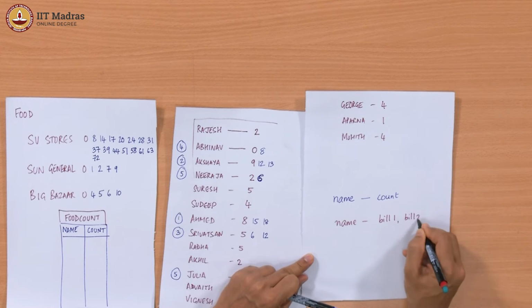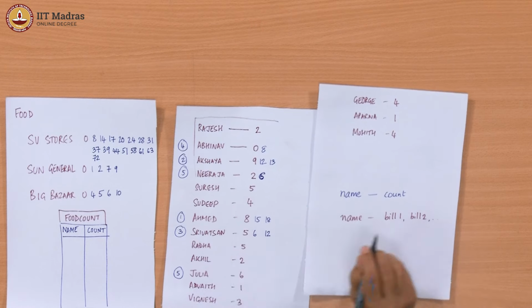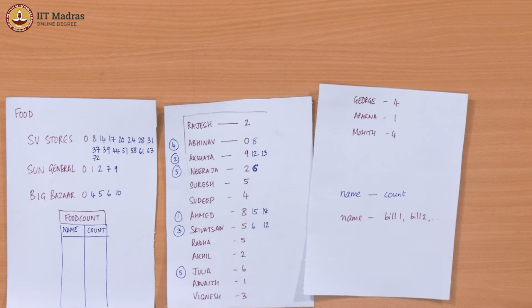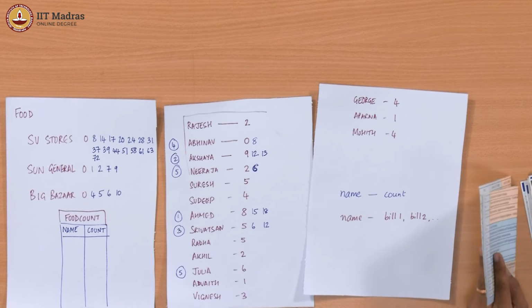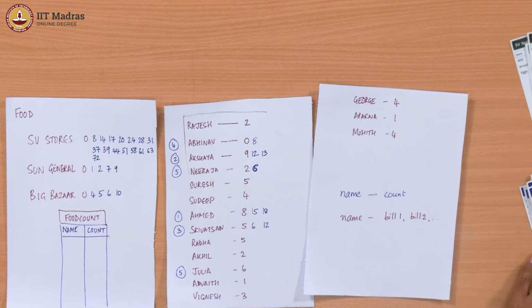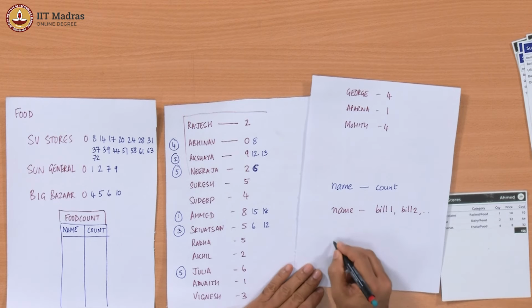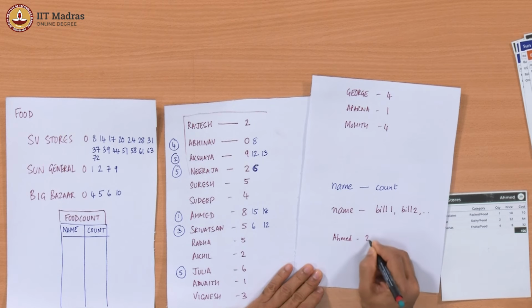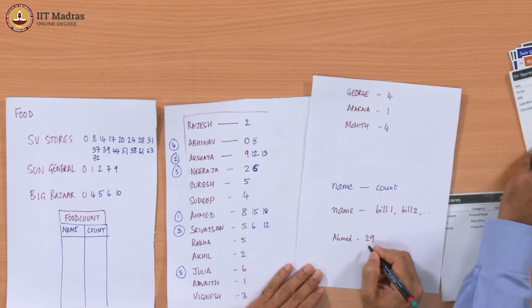I want to check Abhinav because is he the highest? Who's the highest? Akshay is highest. Ahmed is the highest. Okay, let's do Ahmed. Suppose I want to find out all the bills of Ahmed, right? So I'm going through all the bills like this. So this is Ahmed. So 29.